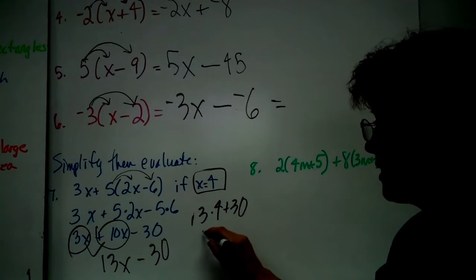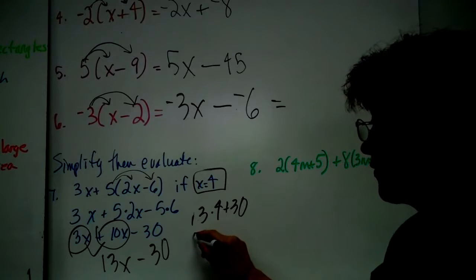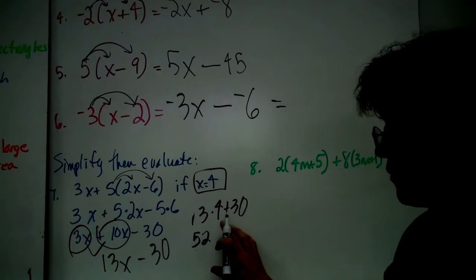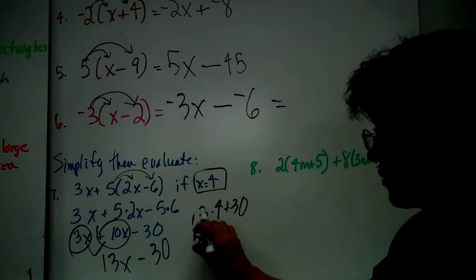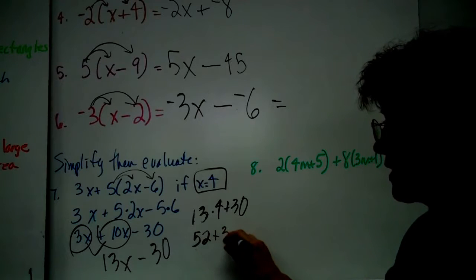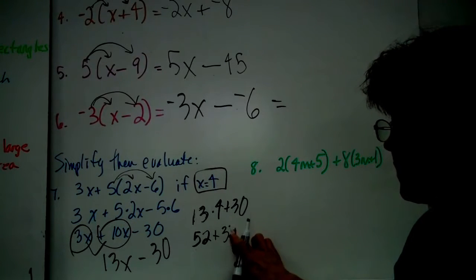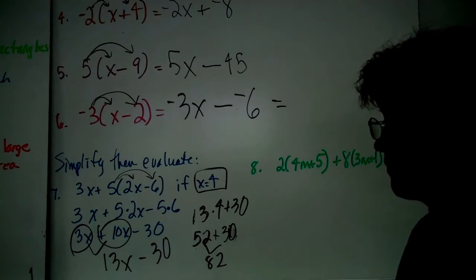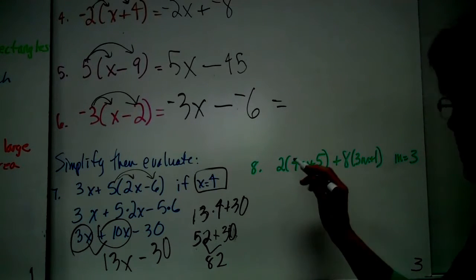Okay, so 13 times 4 is going to be 52. Think about a deck of cards. There's 13 cards for each suit. There's 4 suits, okay? And there's 52 cards in a deck if you guys play cards. Okay, minus 30. Okay, so 52 minus 30 is 22. Okay? This one's the same kind of thing.